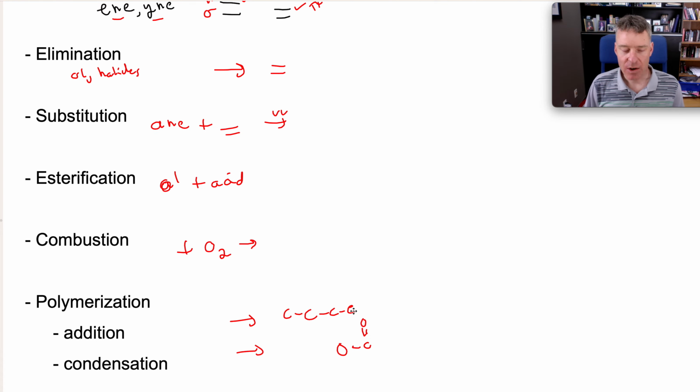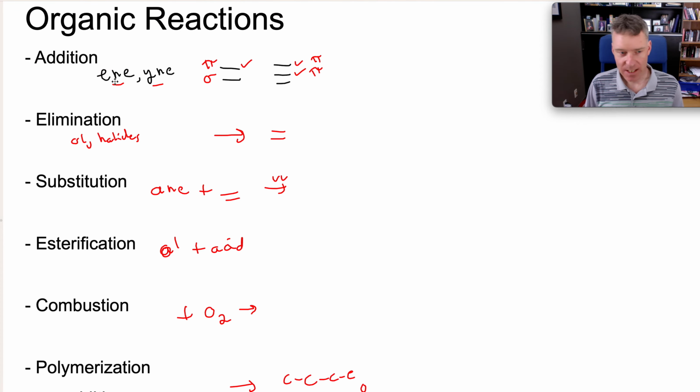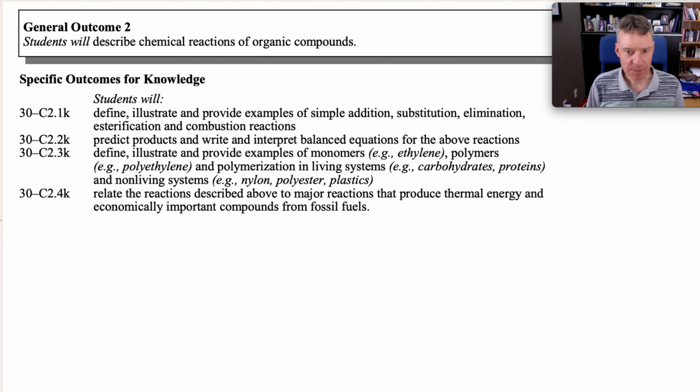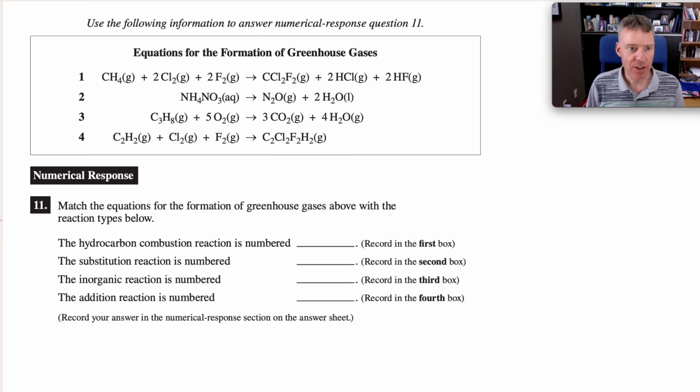And university organic chemistry is way more complicated. You need to know the steps and the why that things happen. Here, again, categories work. So again, category-wise, enes, ynes, addition, anes do substitution. If you have an alcohol, it could be elimination or it could be esterification, depending on what it's with. And combustion and polymerization are just quite unique. So these are the outcomes you might see around reactions. So we'll look at less questions than we did before.